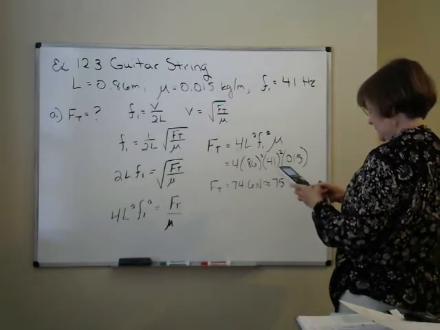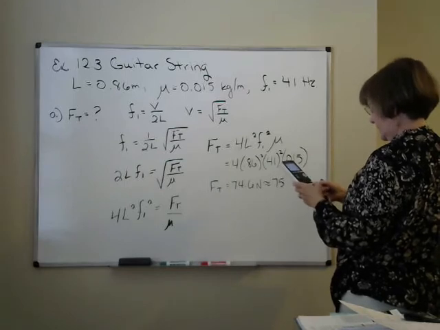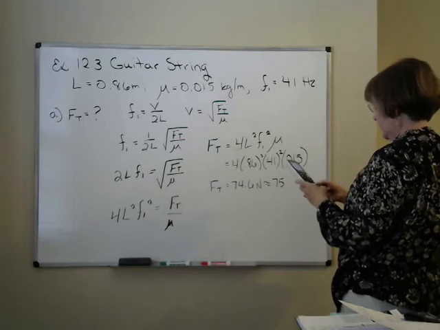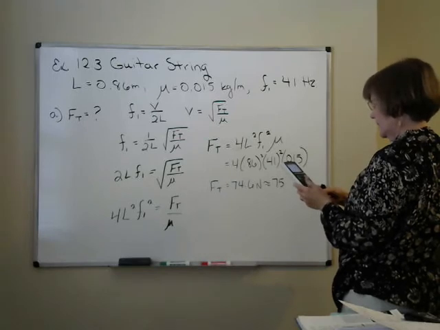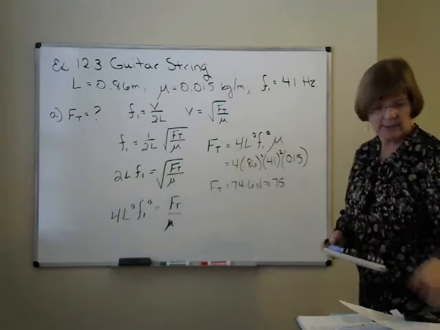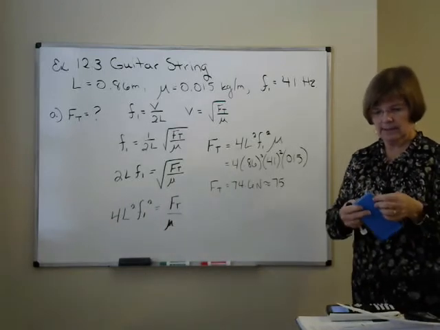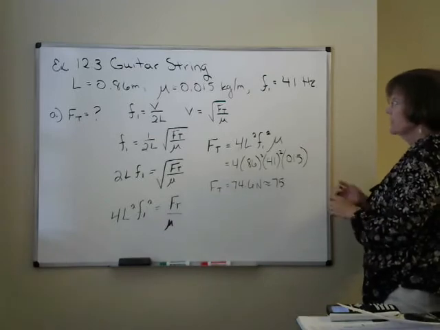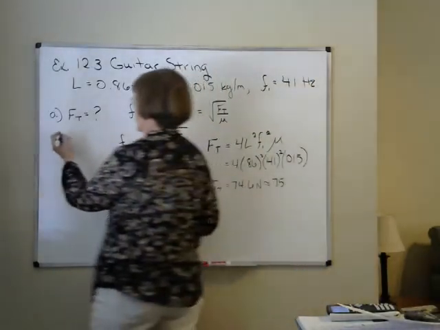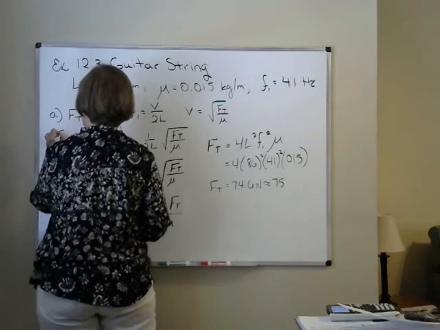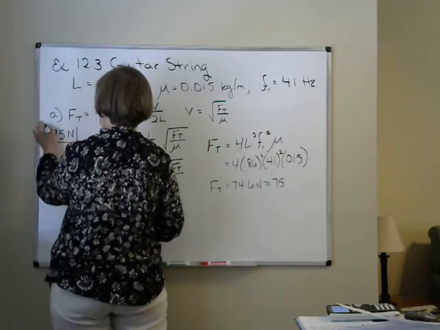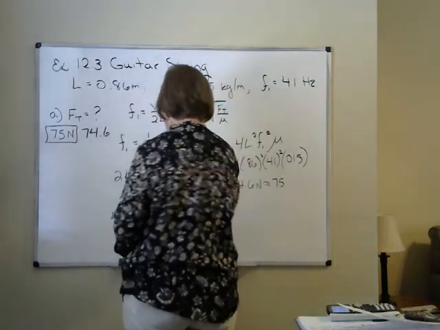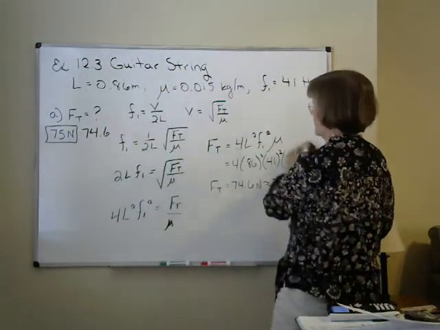4 times 0.86 squared times 41 squared times 0.015, 74.6 newtons. Thought I did it. All right. So far, so good. We answered part A. We really only had 2 significant digits, so there's our answer. But I'll write that just in case we have to use it in a future part. I don't want to round it if I don't need to.